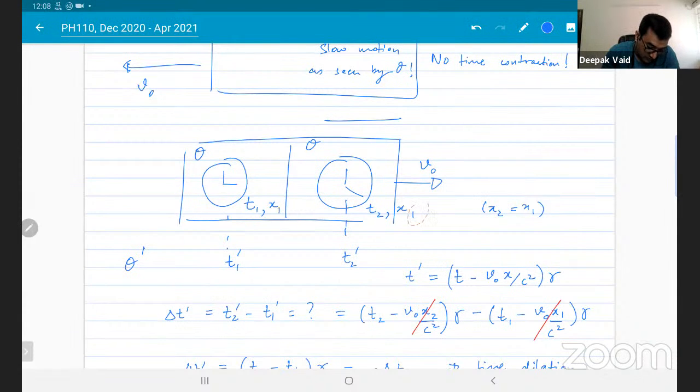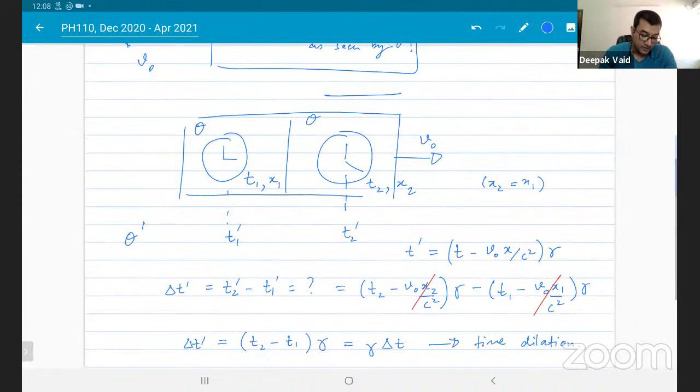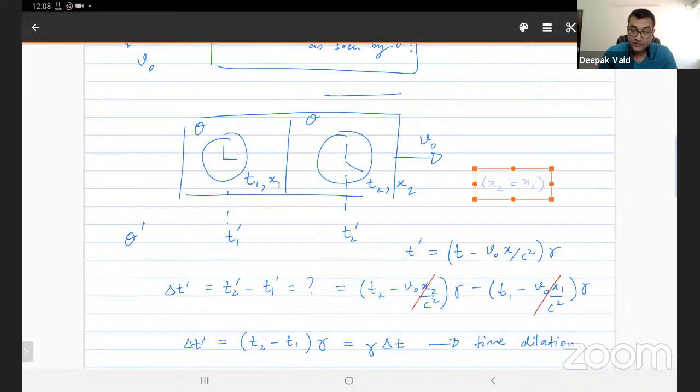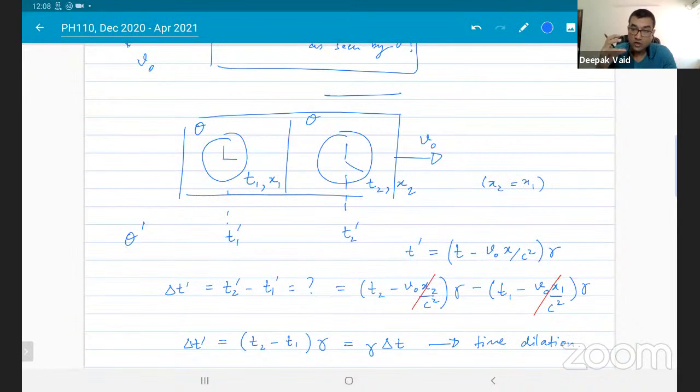X1, X2, right? So the two space-time events, I label them as T1 X1 and T2 X2, and then the time interval is T2 minus T1. But the important thing to keep in mind is that X2 is equal to X1, which means the clock is not moving, right? It's at rest. If you are measuring a time interval, the position of the clock has to remain unchanged.